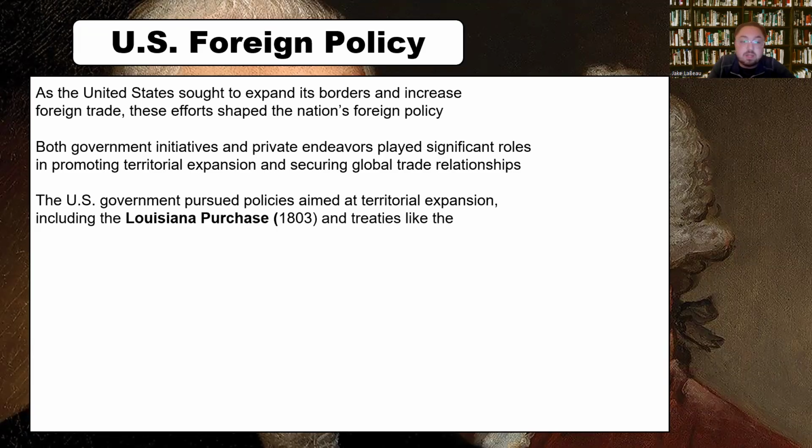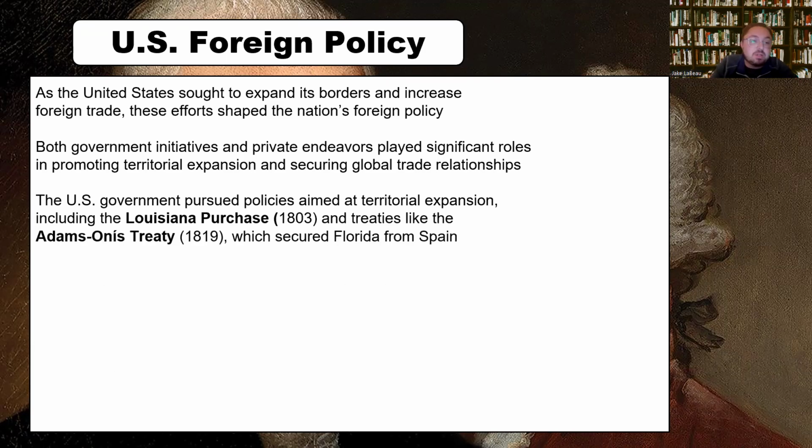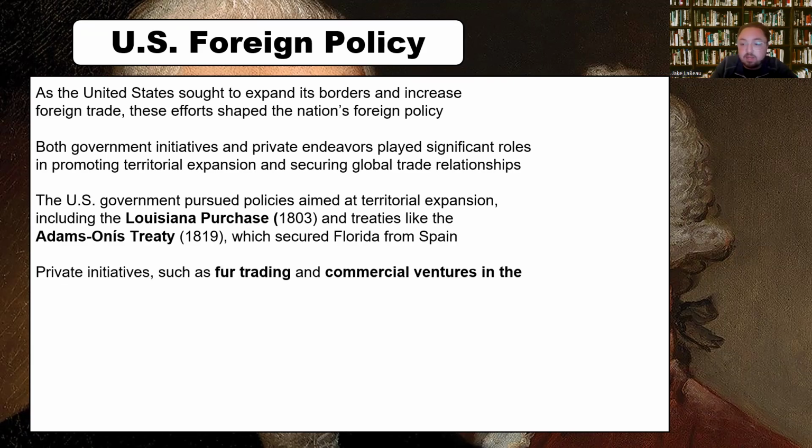And again, one of those is the Louisiana Purchase of 1803 and treaties like the Adams-Onis Treaty of 1819, which is going to secure Florida from Spain. So you can kind of see how we're growing. We're adding large territories into the Union.